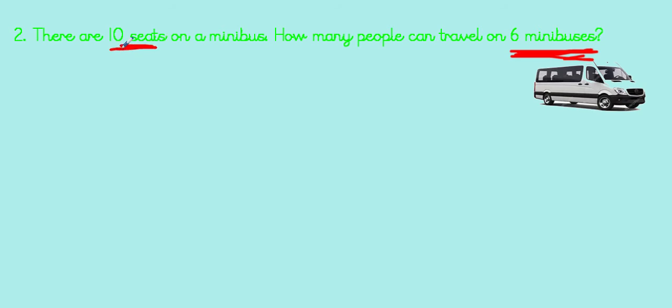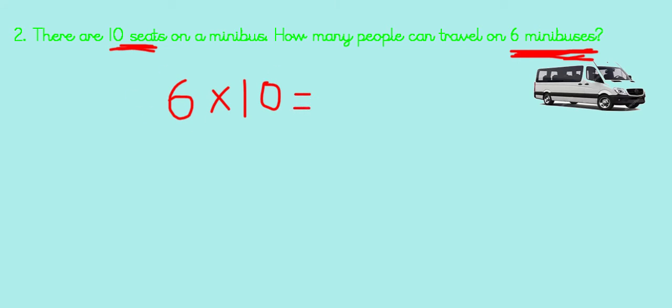10 people. So let's see if you can write that as a number sentence. How many groups? How many in each group? Okay, so we've got 6 groups, even though it's at the end of the question. That's funny, isn't it? 6 groups, 6 lots of, or 6 multiplied by 10 people in each bus, or 10 seats on each bus. And we want to know how many people can travel, don't we?